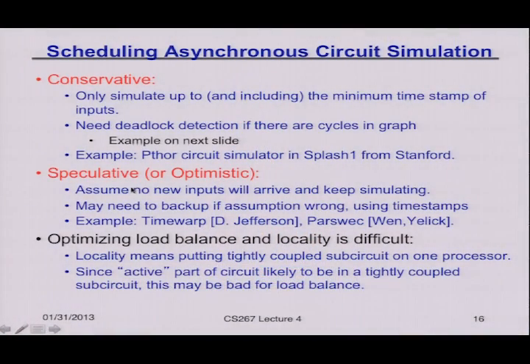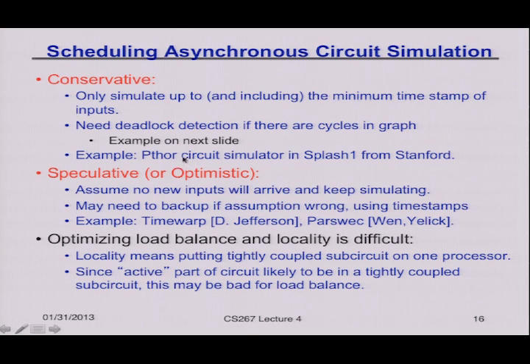The other one, which is more speculative, is maybe all your inputs have been updated up to time 10, and you say, I don't think they're going to change. I'll go up to time 15. So what if you get to time 15 and one of your neighbors says, oops, one of your inputs changed back at time 11? What you have to do is back up. You have to have made a copy of what happened back at time 10, go back, and then resimulate forward. If that doesn't happen very often, and there are a lot of cases where it doesn't, then you're going to make a lot of progress.